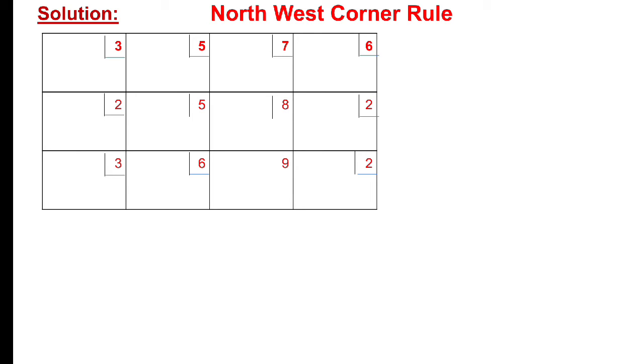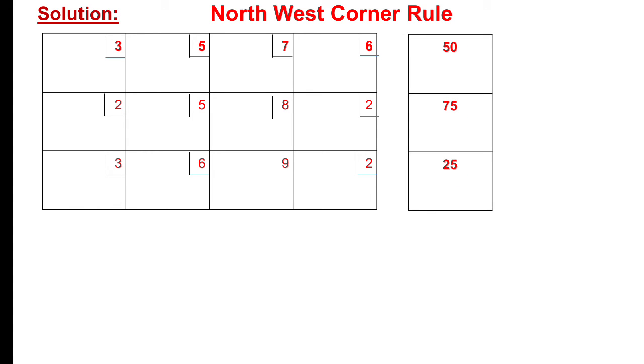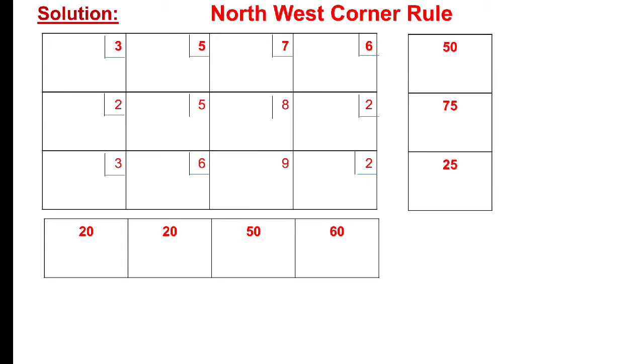Now, how are we going to solve this problem? We know very well, northwest corner means the top left corner cell. Here the cost on top will be 3: first row, first column will be considered. Look at that, the supply is given: 50, 75 and 25. At the same time, the demand is also given: 20, 20, 50, 60. These two are given in the problem. We know very well the totals will balance row-wise and column-wise. 50 plus 75 plus 25 is 150. Similarly, 20 plus 20 plus 50 plus 60 equals 150.